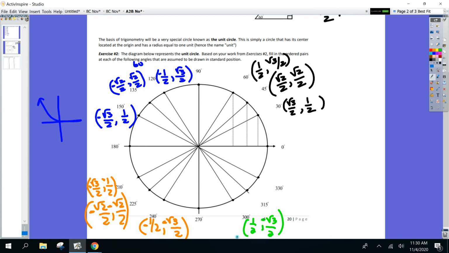All right. 315 has a reference angle of 45. So that'll be radical 2/2, radical 2/2. But the Y coordinate again is negative. And finally, 330 has a reference angle of 30. So radical 3/2, comma 1/2, but the Y value again is negative in the fourth quadrant.